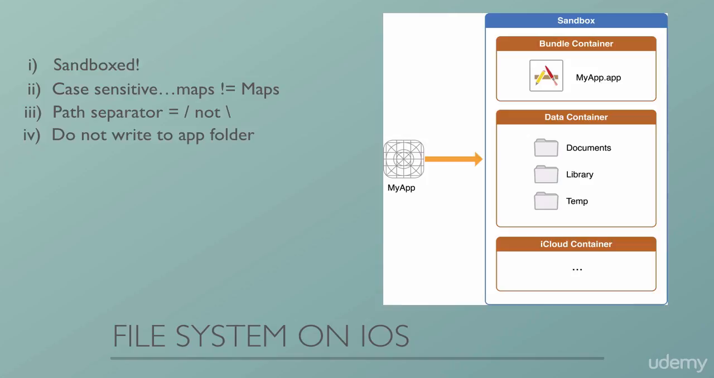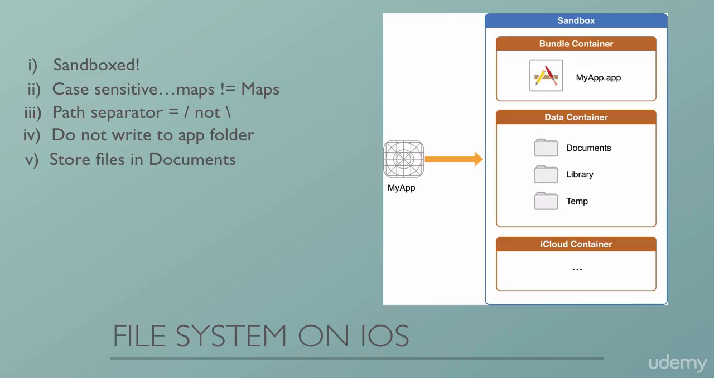This is a major gotcha. Do not try to write to your app folder. So over in the image, you can see your bundle container and you can see your data container. Always write your data to the data container in Documents, Library, or Temp. Do not try to write it to myapp.app. .app is simply a folder in and of itself. But if you try and write to it, you're going to invalidate the signature on it, which means that your app will not run. You probably won't even get past Apple review with an error like that.